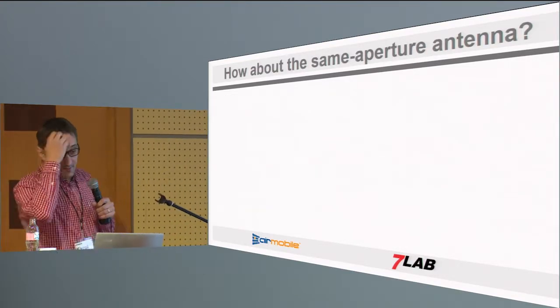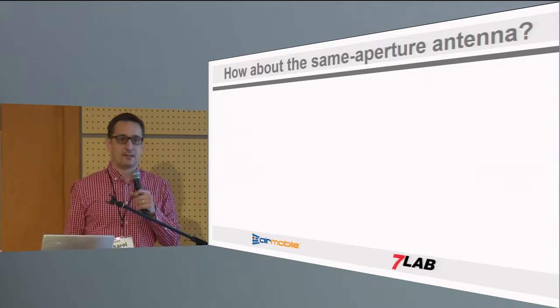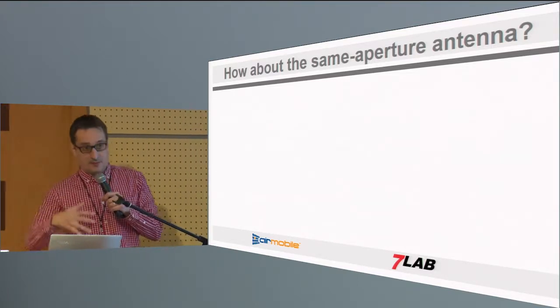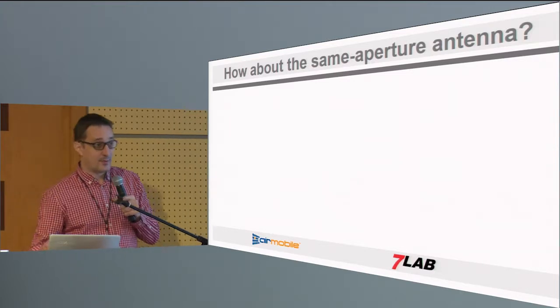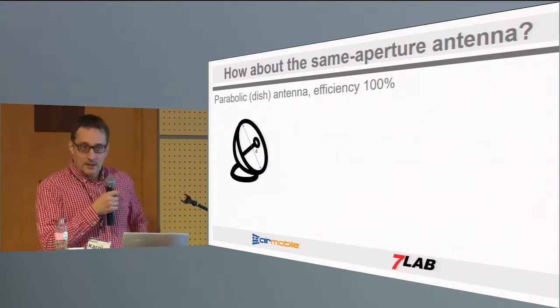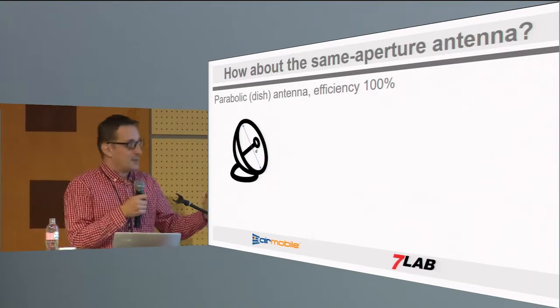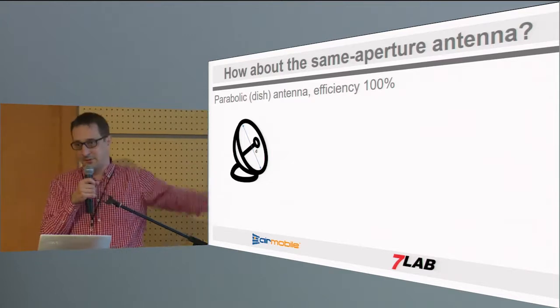But then again, if this is the case, how about same aperture antenna? How about we figure out an antenna that has the same aperture, like in square meters, square feet? That should be frequency independent. Let's see. All right, I found that dish antennas are like this, obviously. Let's just assume 100% efficiency, so the area is the area. The area is the aperture, right?